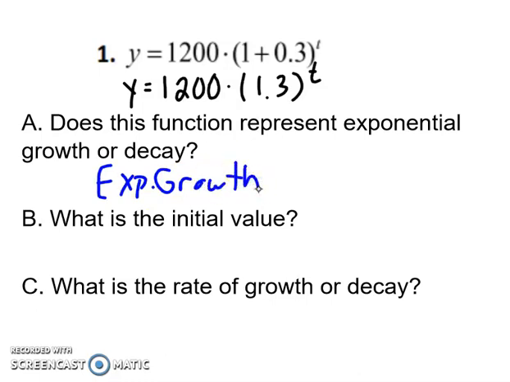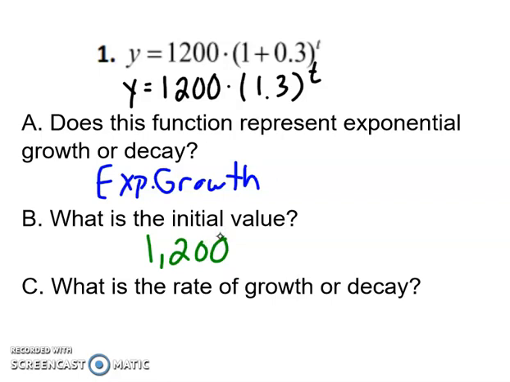What is the initial value? The initial value is going to be the a value, so the number that's getting multiplied by this repeated factor. So it's actually going to be this 1200 is the initial value, or 1200 I should say.